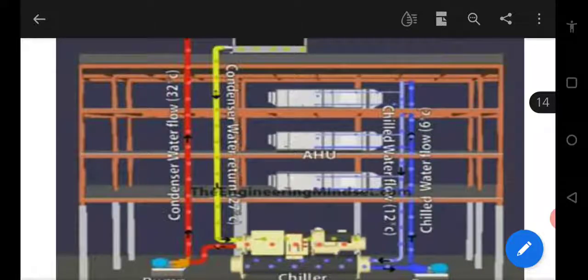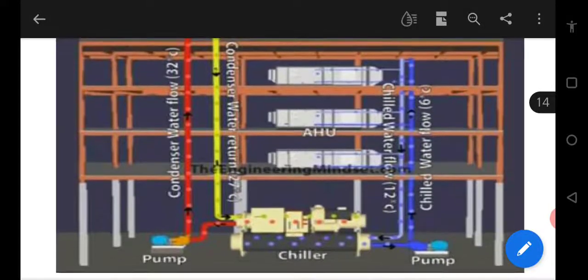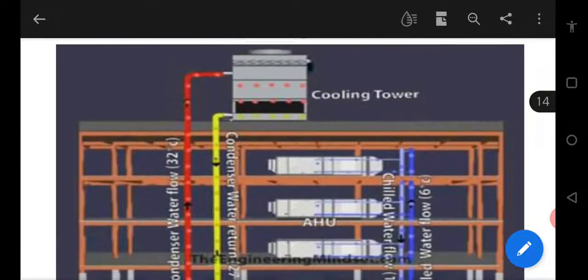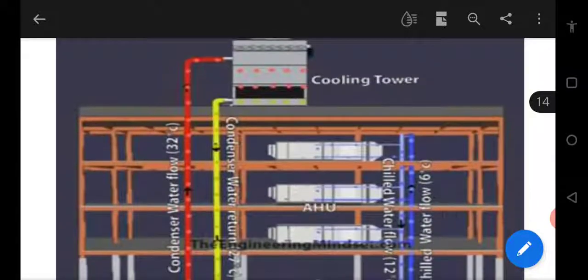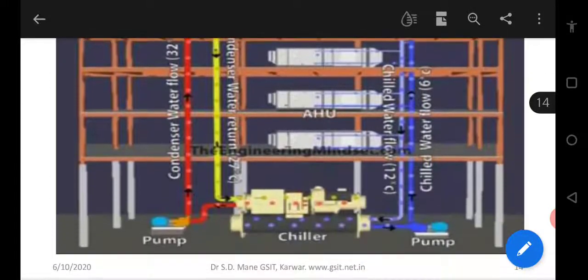Whatever the number of floors, it sends the chilled water, and this chilled water in turn cools the air, and this air is supplied inside the spaces by the air handling unit known as AHU. So this is where you have one more loop, the chilled water loop, in centralized air conditioning. And for heat rejection, from the condenser you have one pump which sends the water to the cooling tower, and here the heat is rejected to the atmosphere and the water returns back to the condenser, because they are basically water cooled condensers.